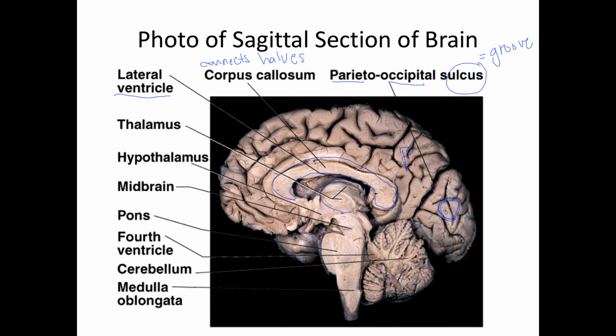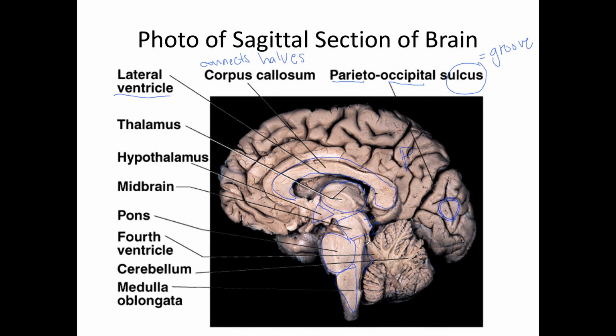Here we have the thalamus, which is an oval-shaped structure, and the hypothalamus is right here. The midbrain is sort of this stalk that is connecting the diencephalon to what's below it. And there's some important structures here and here, which we'll talk about in a little bit. This anterior bulge is the pons. And just below it, this expanded region is the medulla oblongata.